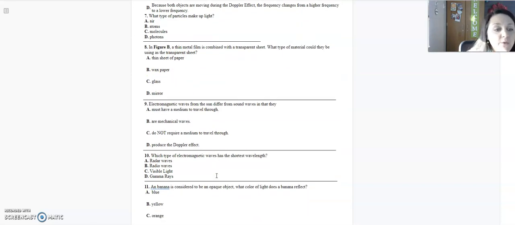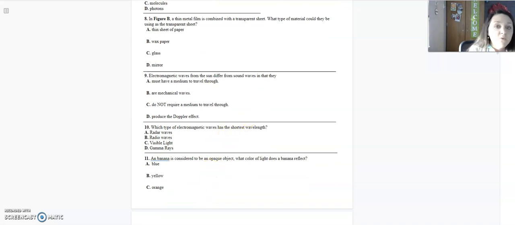All right, electromagnetic waves from the sun differ from sound waves in that electromagnetic waves do not need a medium. They can travel through space. They aren't mechanical because that's sound, but they do not require a medium. Electromagnetic does not require a medium. It can travel through empty space in a vacuum.